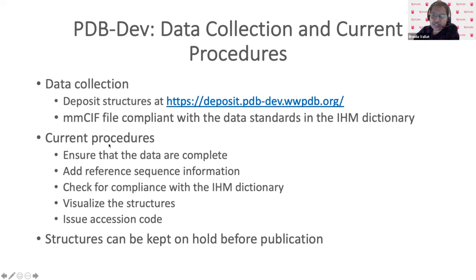The current processing procedures include ensuring that the submitted data are complete. During the curation process, we add reference sequence information from, say, UniProt and GenBank. We check for compliance with the IHM Dictionary. We visualize the structures and then issue accession codes. We also allow for structures to be kept on hold before publication.